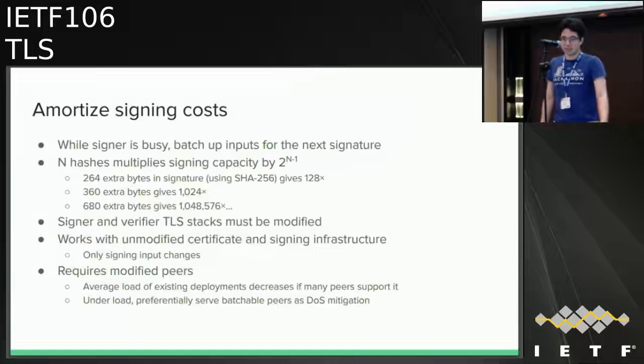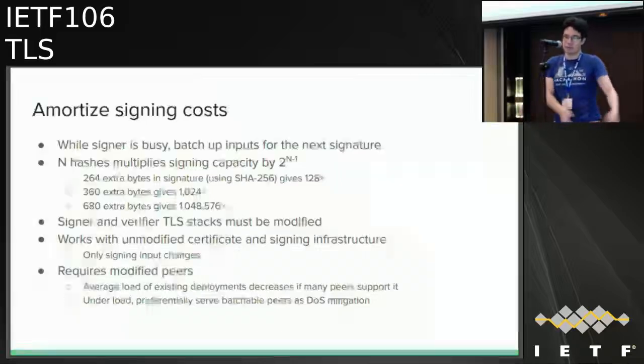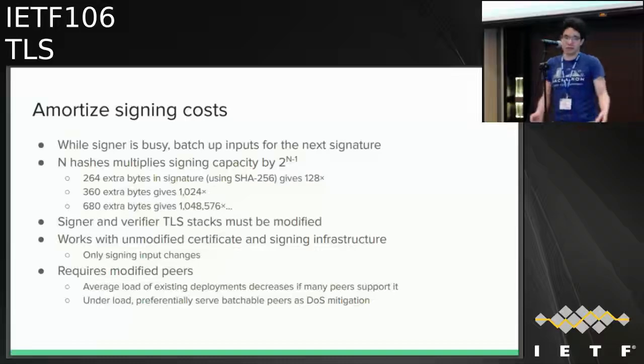The TLS implementations need to be modified, but you can use the same certificate. You can use the same signing RPC, because the only thing that changes as far as the signing machine is concerned is the input. We do require modified peers, so presumably if you have a new deployment, you could just require this and not care about the legacy case. If you have an existing deployment, you can still get some benefits because the average load will decrease if many peers support it.